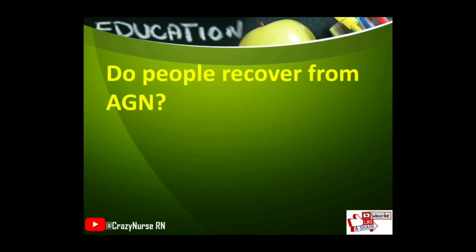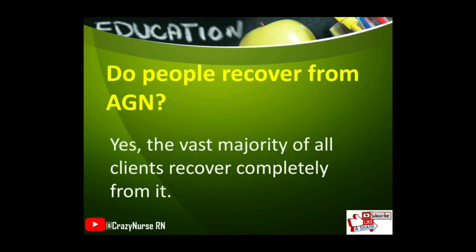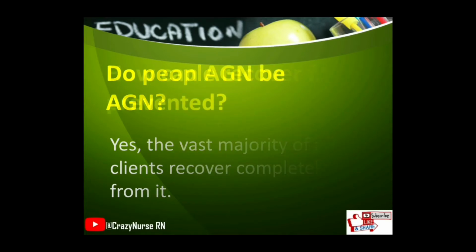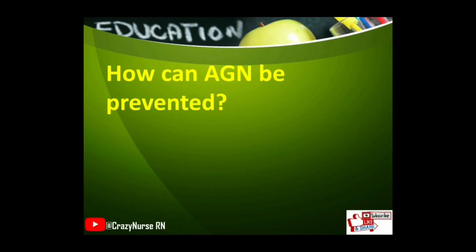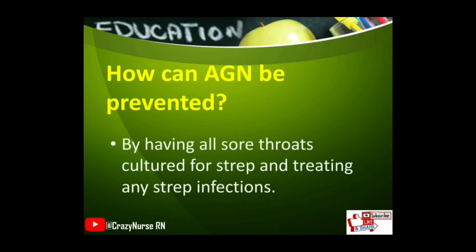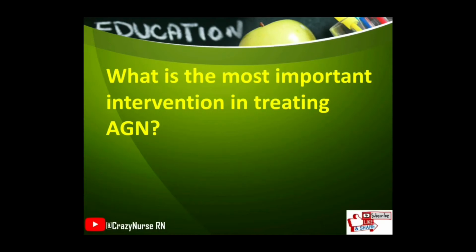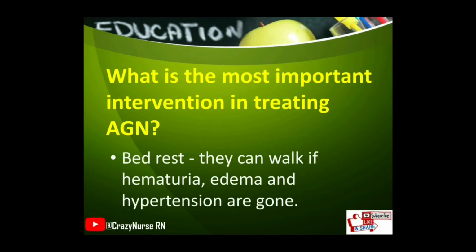Do people recover from AGN? Yes, the vast majority of all clients recover completely from it. How can AGN be prevented? By having all sore throats cultured for strep and treating any strep infections. What is the most important intervention in treating AGN? Bed rest. They can walk if hematuria, edema, and hypertension are gone.